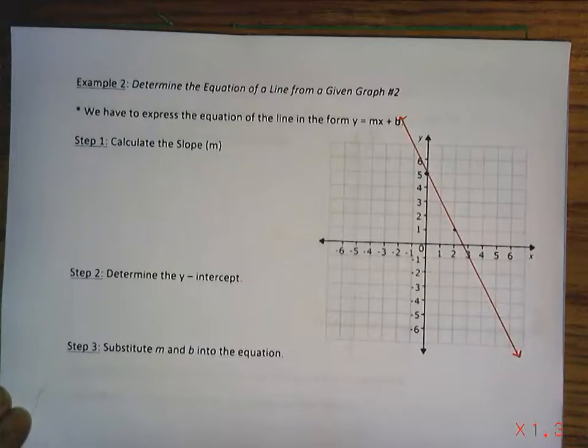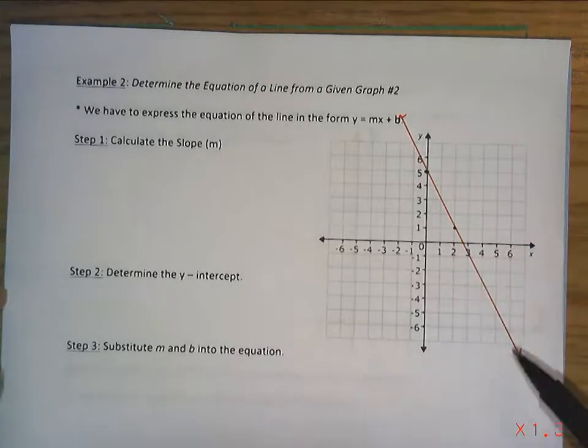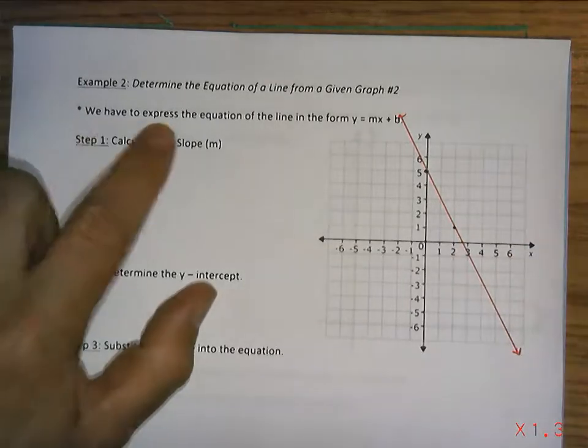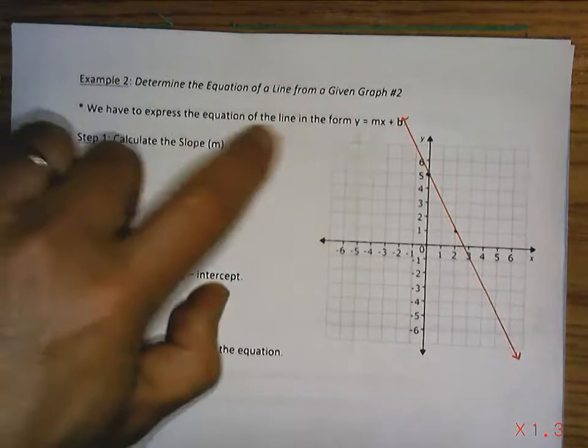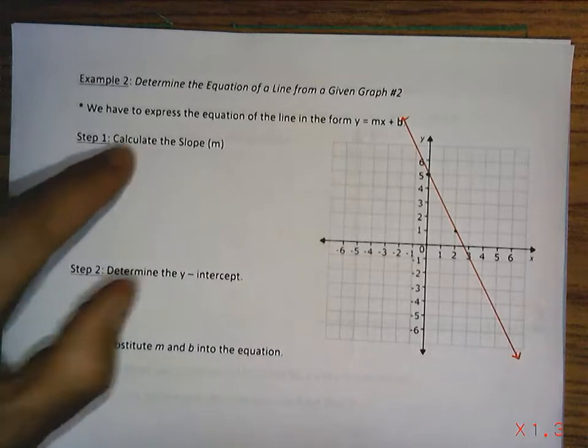Okay, ladies and gentlemen, example 2. Determine the equation of a line from a given graph, number 2. Here's my graph. What we want to do is express the equation of a line in y equals mx plus b form. So we need to calculate the slope.